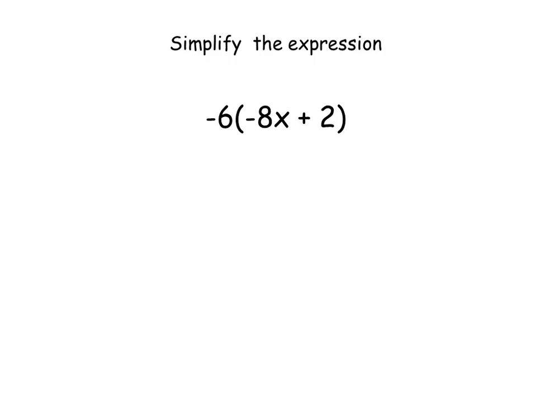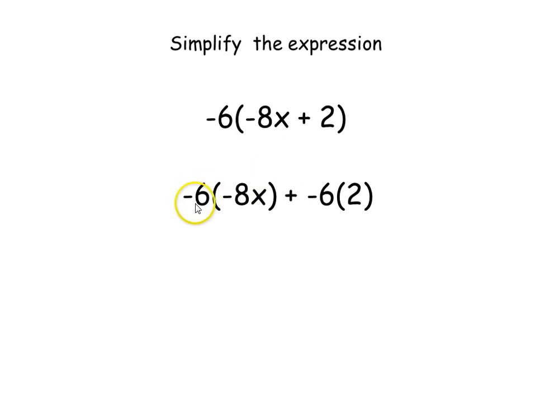First we see, simplify the expression, negative 6 times the quantity negative 8x plus 2. What we're going to do here is use the distributive property to simplify this. You might see this word as expand or just use the distributive property. The distributive property is using this negative 6 and multiplying it by everything inside the parentheses. So first we're going to do negative 6 times negative 8x, and then we're going to do negative 6 times 2. And what that would look like is this.